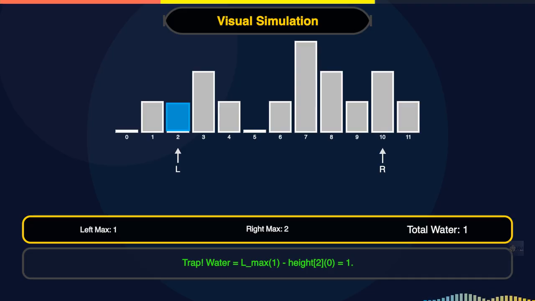We continue this process, always moving the pointer with a smaller height and updating our boundaries. By the time the pointers meet in the middle, we have accounted for every single drop of water without any extra memory. Now that we have walked through the logic visually, let us see how this translates into our Python code.